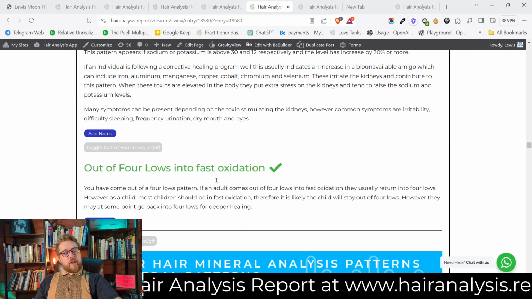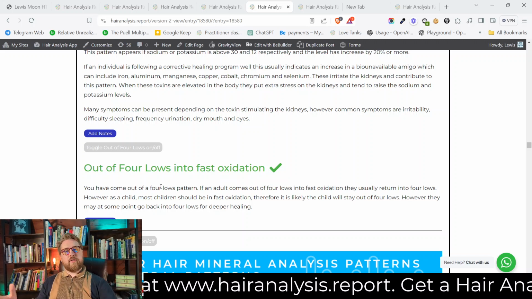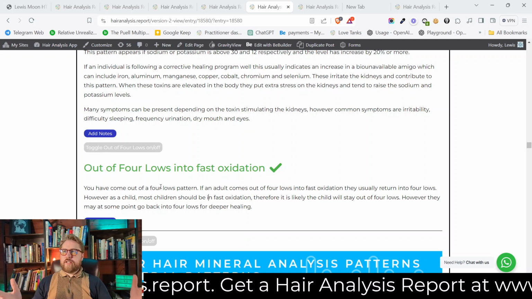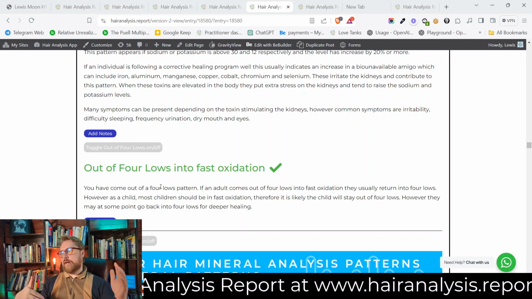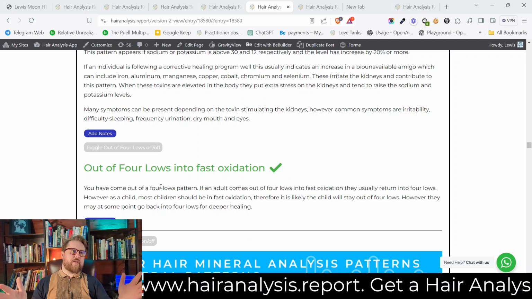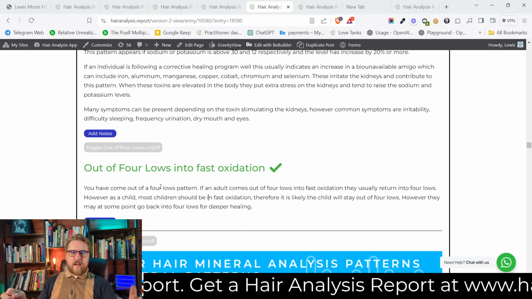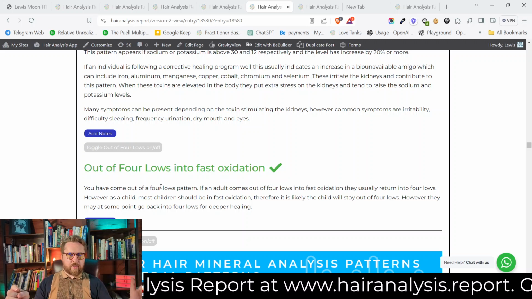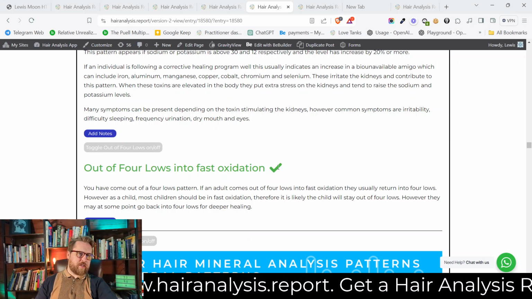So if a child's in follows and they go into fast oxidation, this is actually a good sign, because the child should actually be in fast oxidation. The children should be in fast oxidation from birth. It's difficult to set an exact time when they end up not being in fast oxidation, but definitely from 6, 7, 8, 9, 10, that's often where they start moving into a different pattern, maybe slow oxidation, but there isn't a set time. But a 4-year-old should definitely be in fast oxidation.